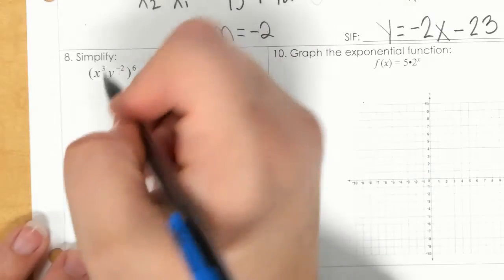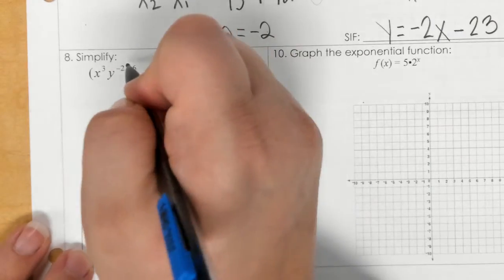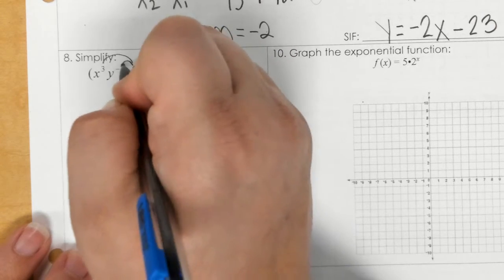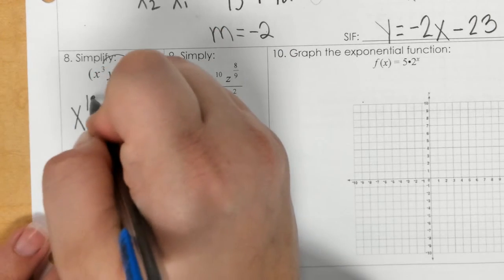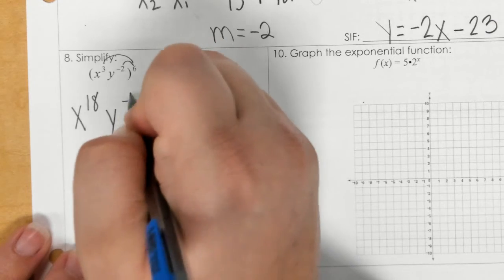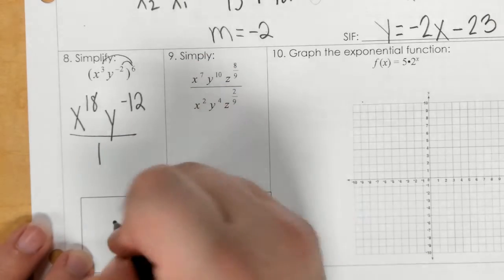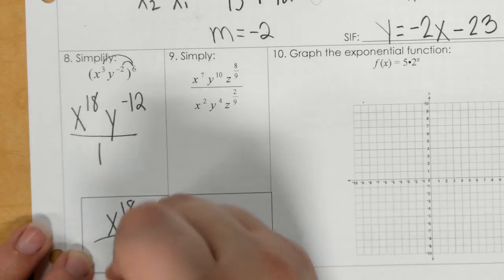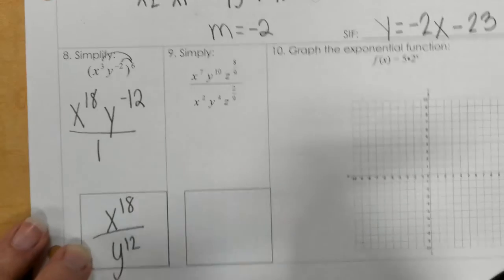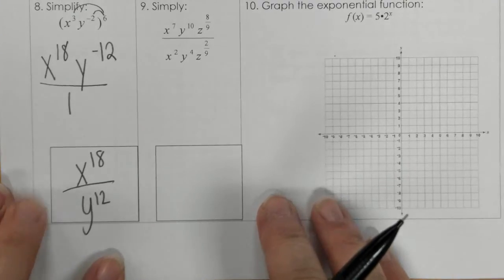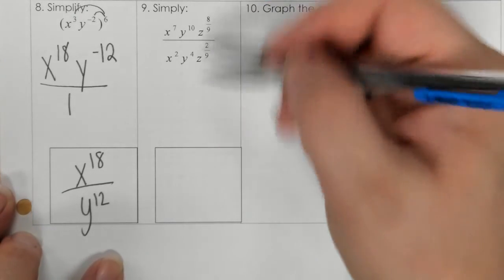In number 8, the parentheses indicate to multiply. So we have x to the 18th and y to the negative 12. But we can't have a negative, so we're going to bring that y to the bottom. Make it positive.